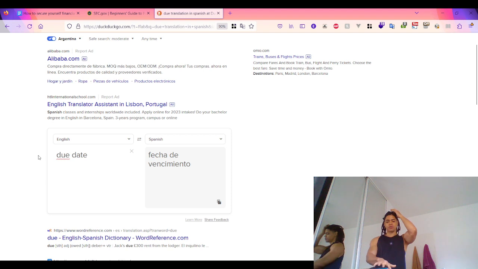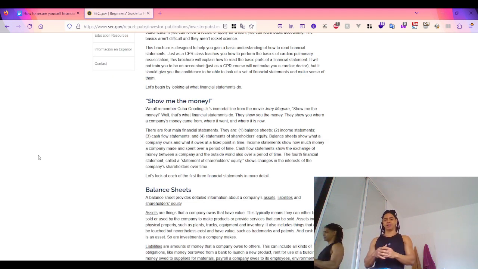Based on their due date, you have current liabilities, which are liabilities that a company expects to pay off within a year, and long-term liabilities, as well as the shareholders' equity, something that I already explained. It's the leftover money that belongs to the shareholders if the company decides to sell off all of its assets and pay off all of its liabilities.